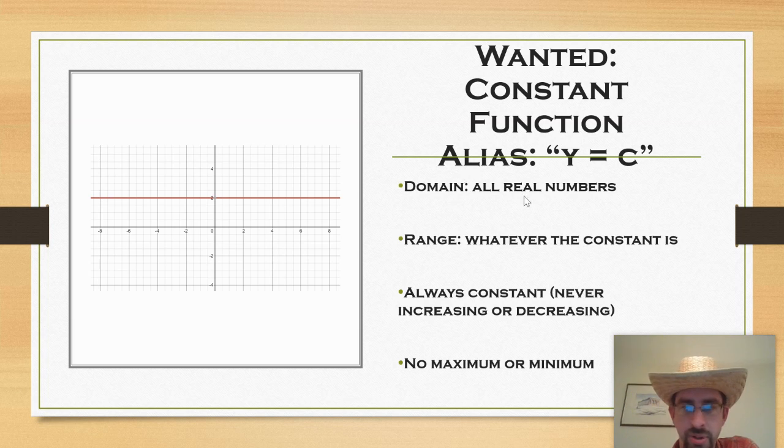Domain, all real numbers. Anything can be plugged in. Range, well, it's whatever the constant is. It is always constant, of course, never increasing or decreasing. Level as the plane in Kansas. No maxes or minimums. And as long as y isn't 0, it doesn't intersect the x-axis.